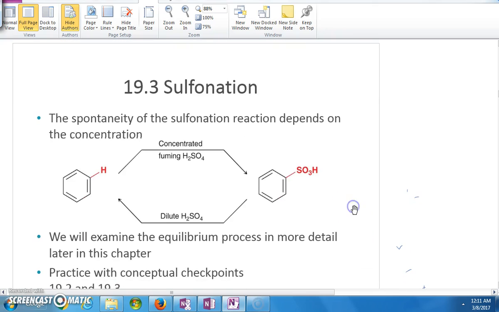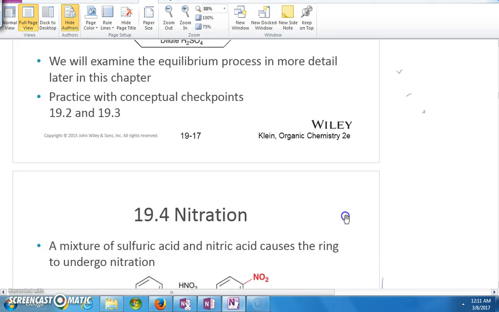The spontaneity of the sulfonation reaction depends on the concentration. If you have a concentrated fuming sulfuric acid, you get sulfonation. But in the presence of dilute sulfuric acid, you get desulfonation. Make a note of this, it is very, very important.